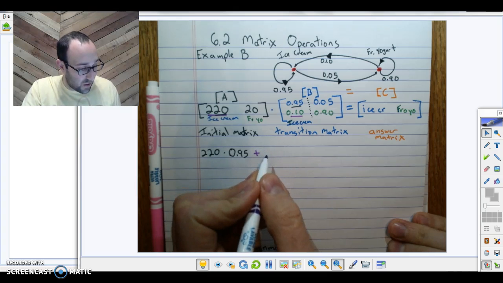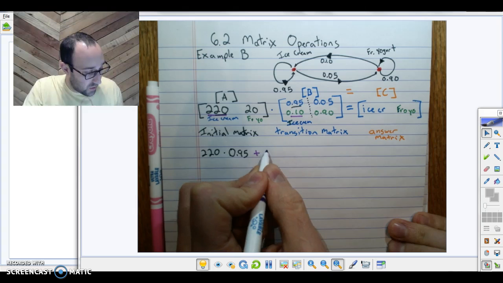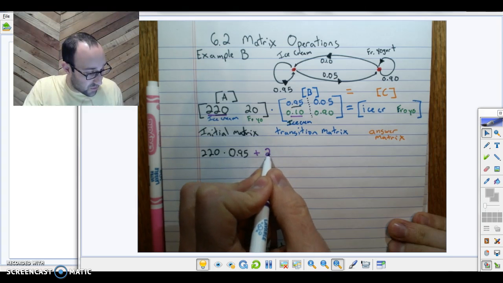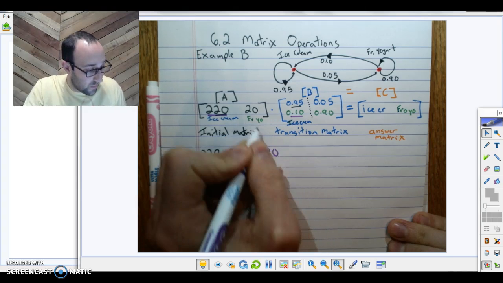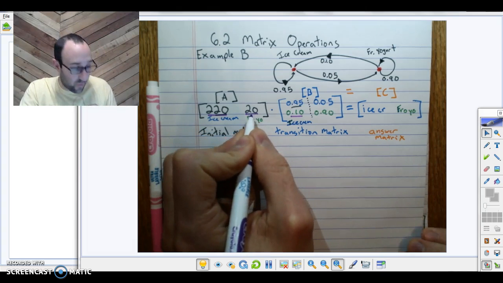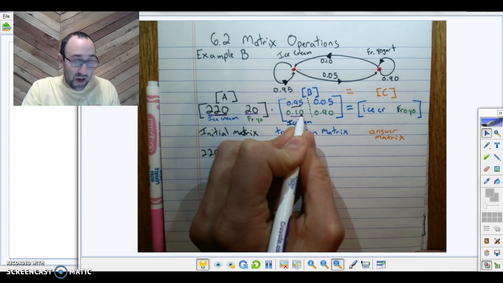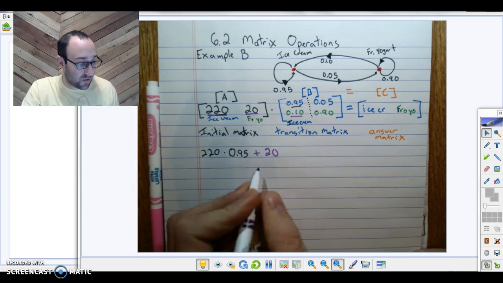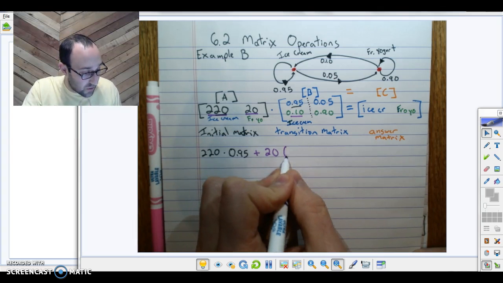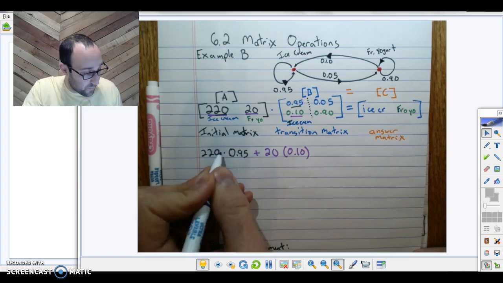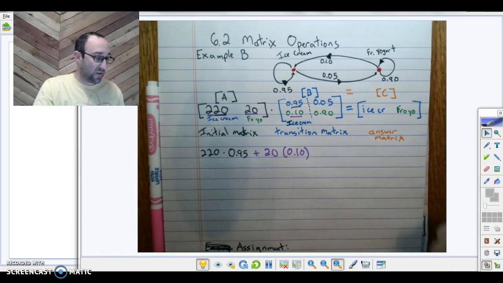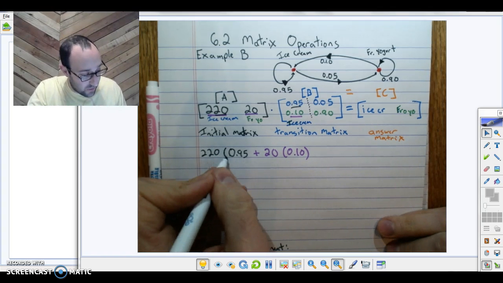Right? Yes. So it's going to be plus 20, because 20 of them are from frozen yogurt, and 10% of that number is going to ice cream. So it's going to be the 20 times 0.10. Okay, so you see how I did that again? I kind of maybe made that a little bit unclear.